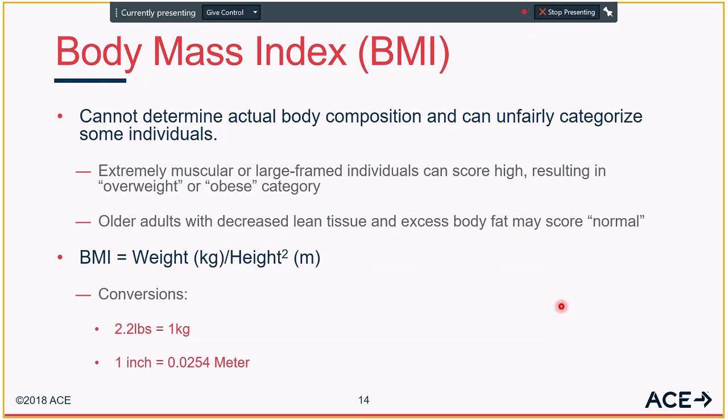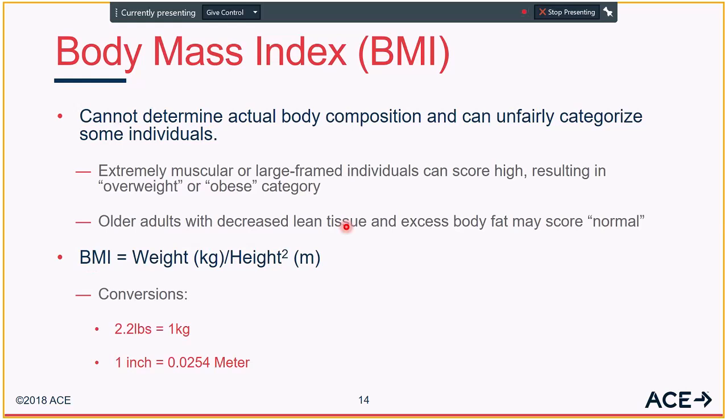Another measure would be your BMI. BMI is not the greatest though. That just takes a factor into your weight and then your height, so it doesn't really take into effect your body fat per se. So if you are a tall person with a lot of muscle mass, you might have a higher BMI, and you might be asked to calculate someone's BMI on the ACE exam. So you might want to know what this equation is.